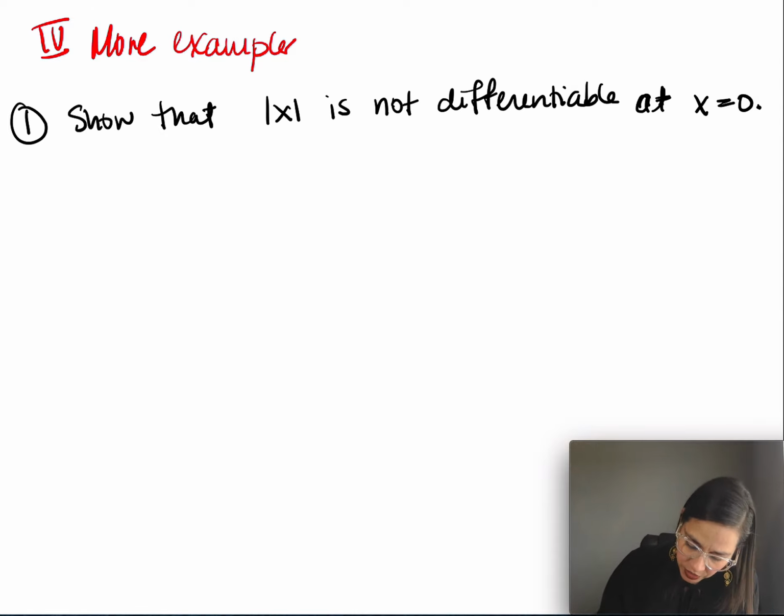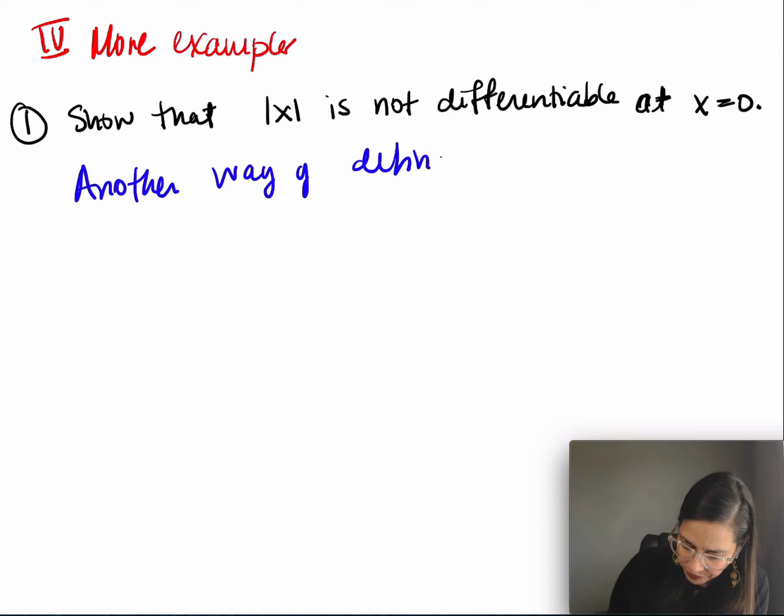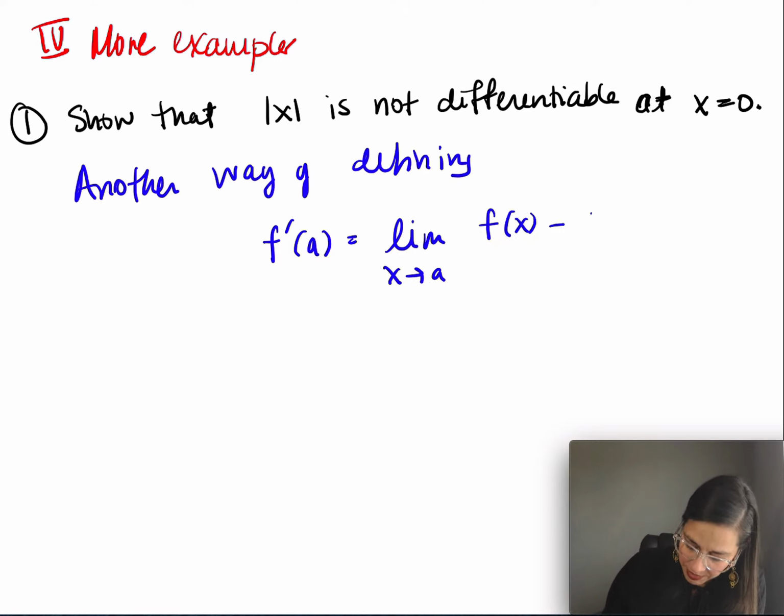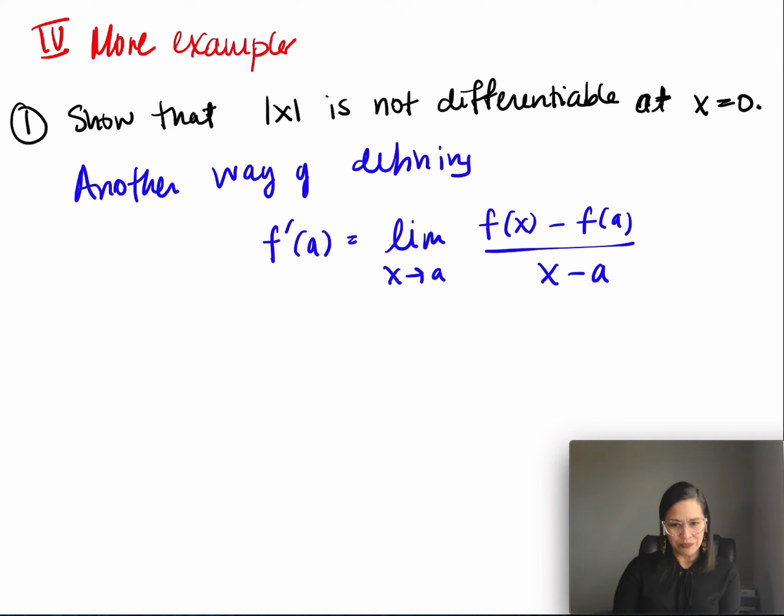So another way of defining f prime of A is the limit as x goes to A of f of x minus f of A all over x minus A, okay? So now this is the derivative that I want to compute, okay?